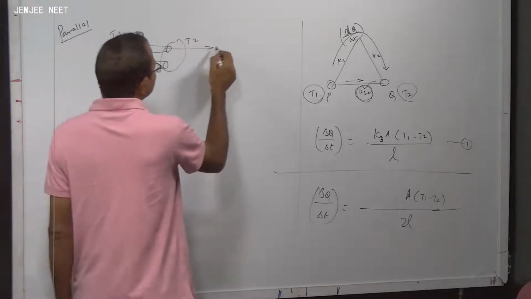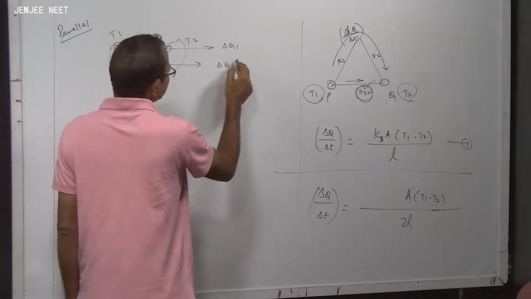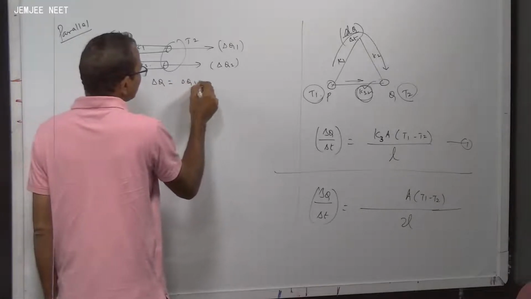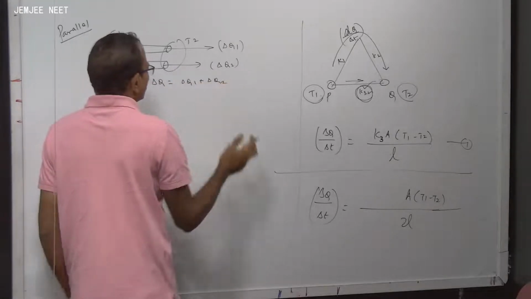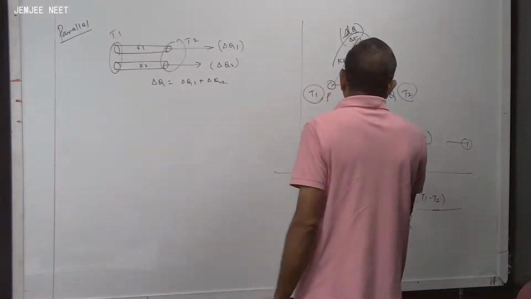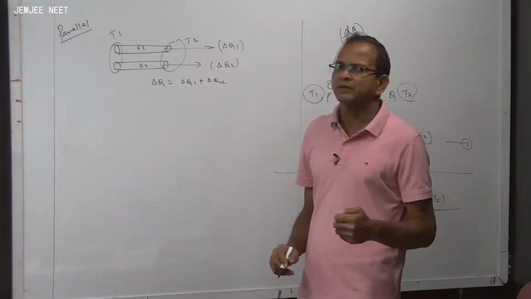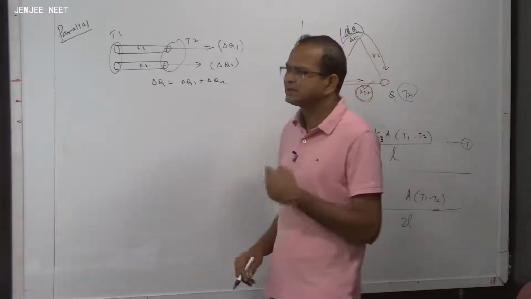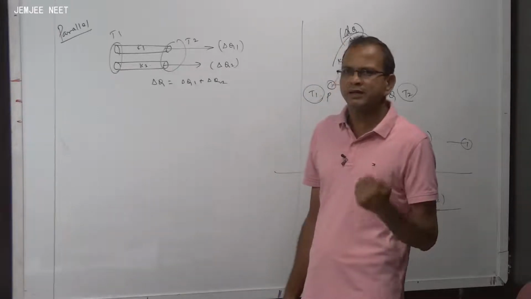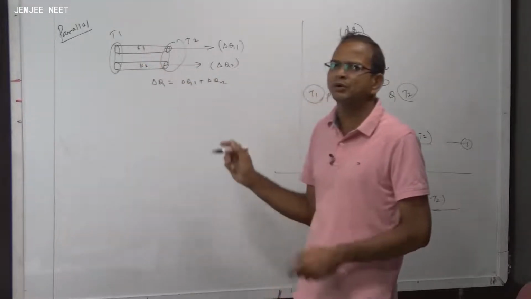This one is transferring the heat delta Q1. This one is transferring the heat delta Q2. Then what's the total? Delta Q is equal to delta Q1 plus delta Q2. No problem. Therefore, you can understand that quantity of heat flow is directly proportional to K, where K is the thermal conductivity. More the conductivity, more the flow of heat; less the conductivity, less the flow of heat. You know very well, even in current electricity, if two resistors are connected in parallel, what do you do?